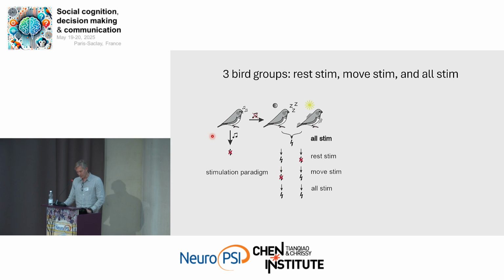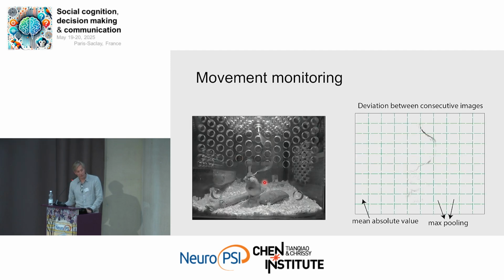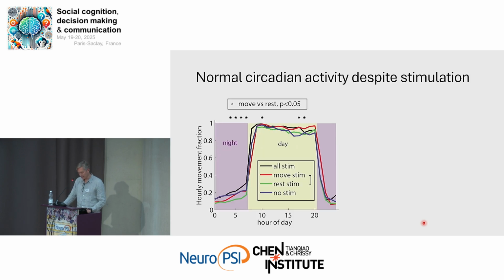And we had 3 types of birds. We had the rest stim birds, those were stimulated while not moving. Then we had move stim birds, those were stimulated while moving. And then we had all stim birds that were stimulated all the time, except, of course, during singing. We monitored the movement with a video camera, and we quantified the amount of change in consecutive images, pooled over the entire area over here. So we had a robust detector.